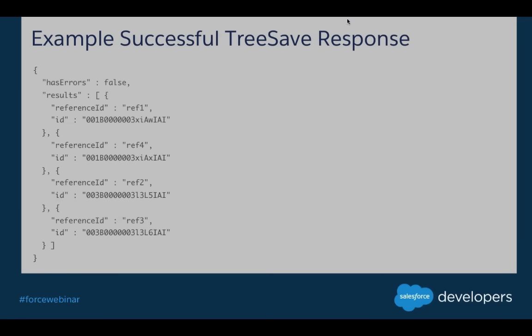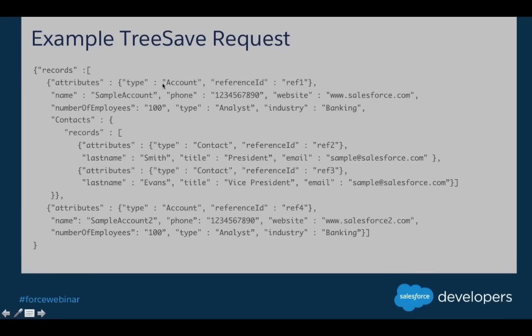So we'll see the example successful response from that record that we just passed. You'll see we have ref1, ref4, ref2, and ref3. All of them were created. And the results is you get the reference and the ID. Now, the thing to notice here, you'll see that the way it was passed back to us, we have ref1 and then ref4. If we remember from that previous slide, ref1 was the account. Ref4 was the second account.